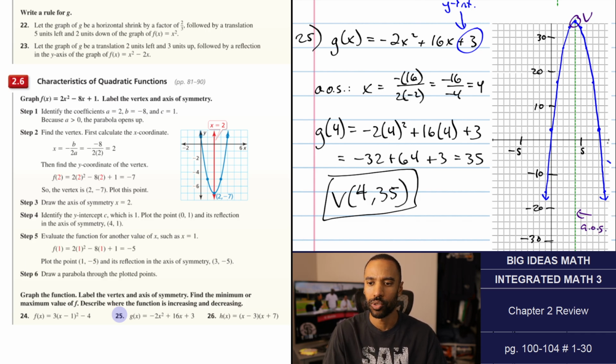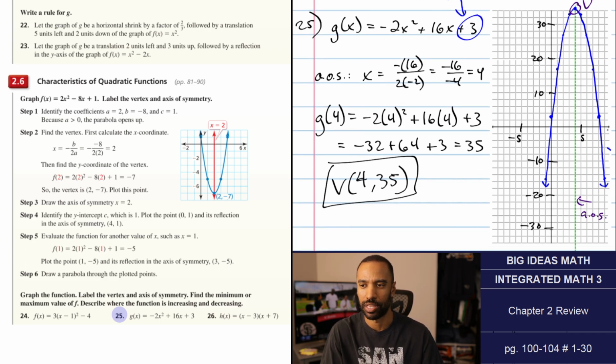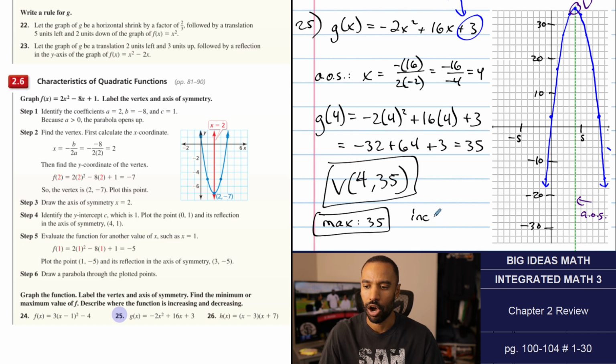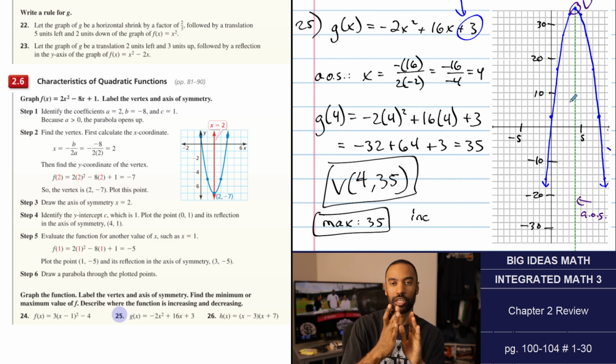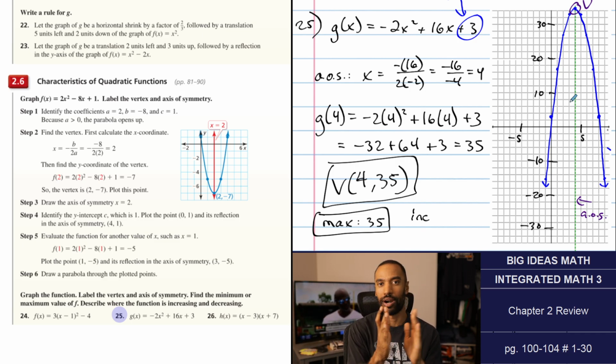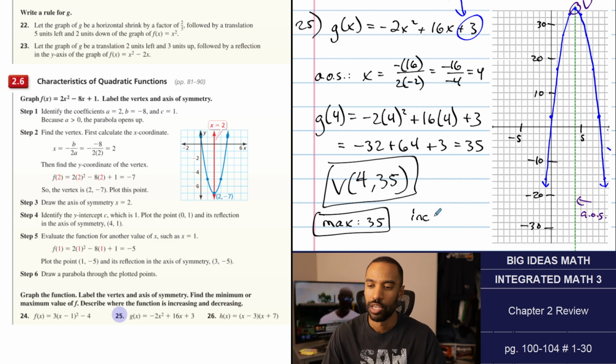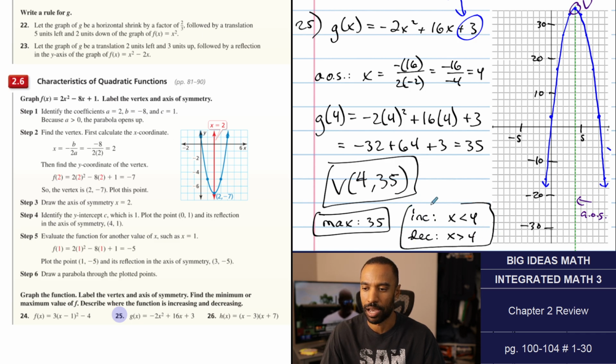Okay, what we also have to do is identify the min and max and where this thing is increasing and decreasing. Now, because this is a downward facing graph, this one has a maximum, and that maximum height is 35. That is the y value of it. As we move to the right, the graph increases all the way till x equals 4, and then it decreases after x equals 4. So it increases for every x value that's less than 4, and it decreases for every x value that's greater than 4. Because it's downward facing, that's the nature of what we're going to do.